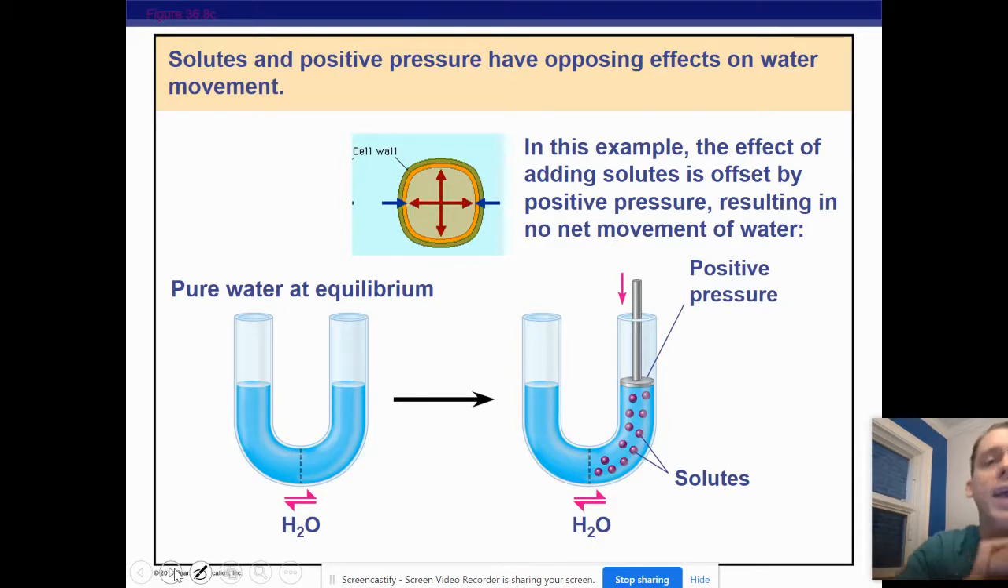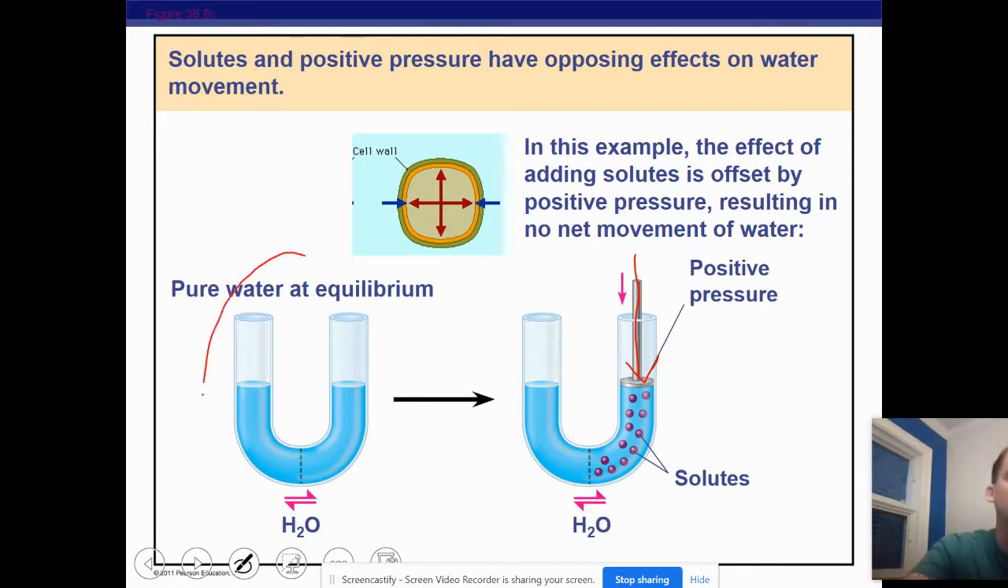Right? Solutes and positive pressure have opposing effects. So now look at what's going on. We added solute to the right arm, but what did we also add? We added this plunger. So the plunger, if it is acting as an exact opposite to the solute potential, we have a water potential now of 0, right? Because the solute potential and the pressure potential have completely counteracted one another. One is a positive number. One is a negative number, right?